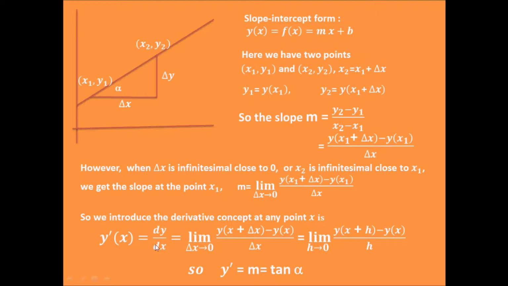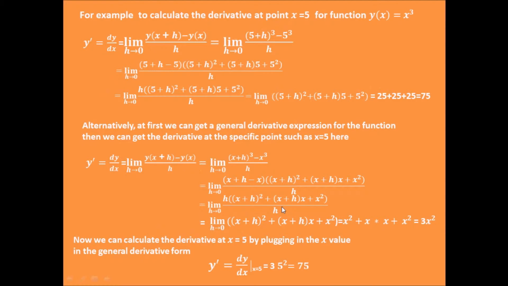So as you can see, the derivative at a specific point equals the line slope, which also equals the tangent of alpha. Here alpha is the angle between the line and the x-axis. In fact, this formula can be used for any function. However, in that case, the line is referred to as a tangent line at that specific point. Now, let me give you an example to calculate the derivative based on the definition.